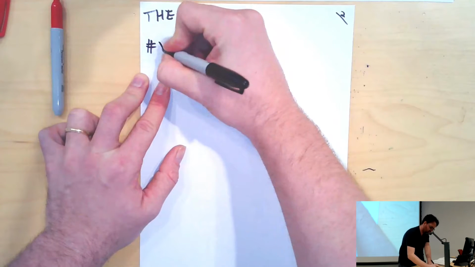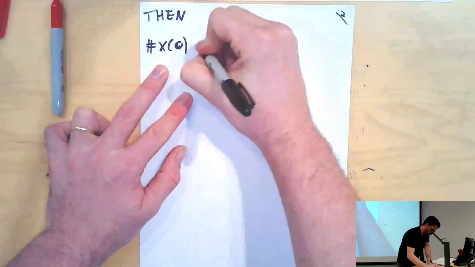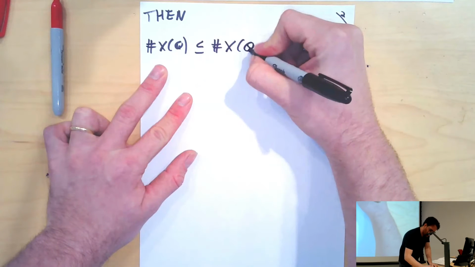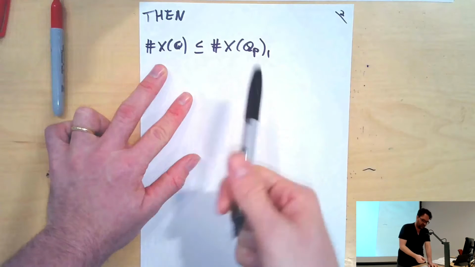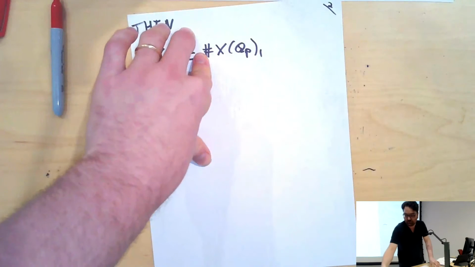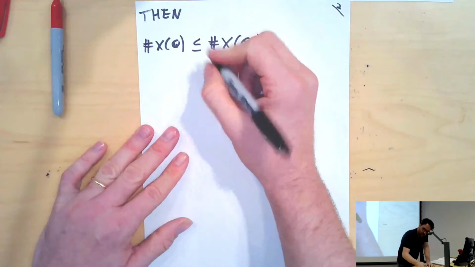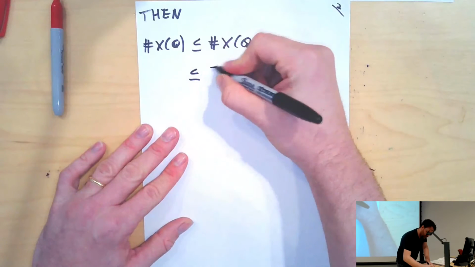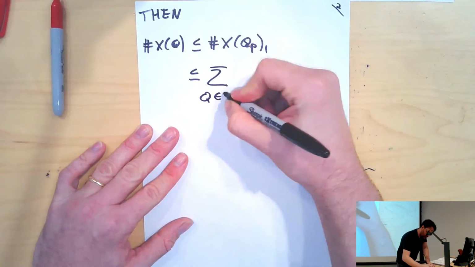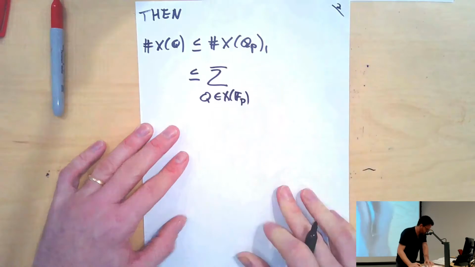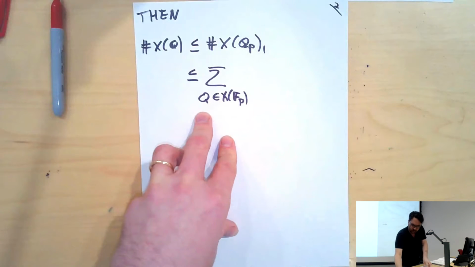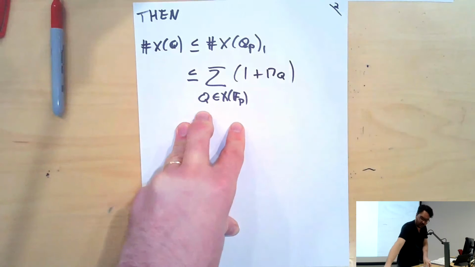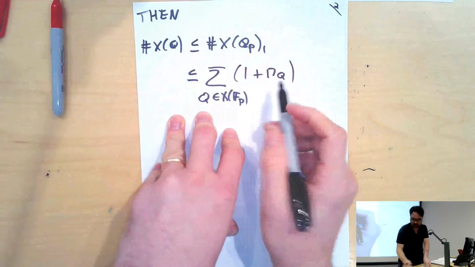Then the number of rational points of X is at most, well, I'll throw this in, the number of rational points of X(Q_p)_1. This is from Jen's notation. This is just the Q_p solutions to these integrals. By the green star, this is at most the sum over Q on the special fiber, so the reduction, and then for each Q we get at most 1 plus n_Q zeros of these integrals.